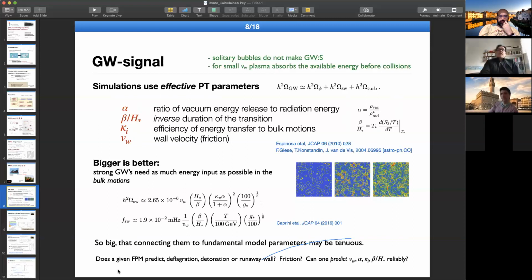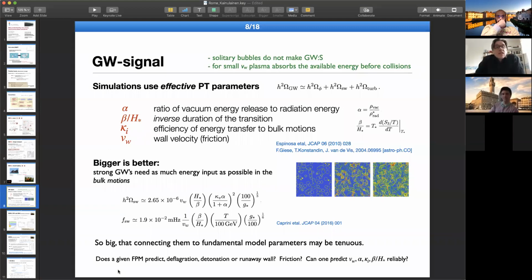And it's easy to see that a strong gravitational wave signal requires rather large wall velocities, simply because if you have a small wall velocity, then the plasma has enough time to absorb all the available energy and just reheat before the collisions, and there's really nothing much going on then.